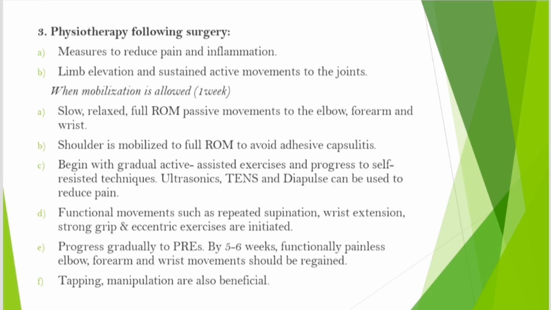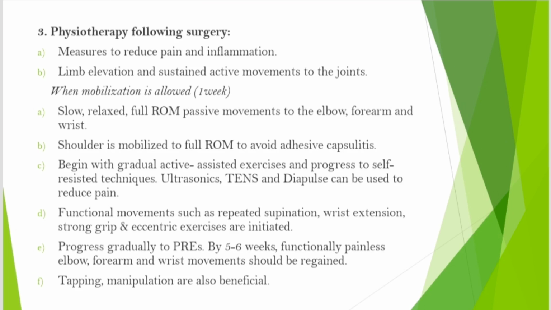Number 3: physiotherapy following surgery. Measures to reduce pain and inflammation, limb elevation, and sustained active movements to the joints. When mobilization is allowed, slow, relaxed, full passive range of motion to the elbow, forearm, and wrist is performed. The shoulder is mobilized to full range of motion to avoid adhesive capsulitis. Begin with gradual active assisted exercises and progress to self-resisted techniques.